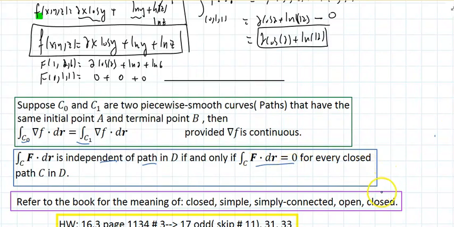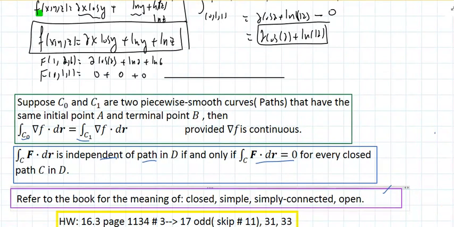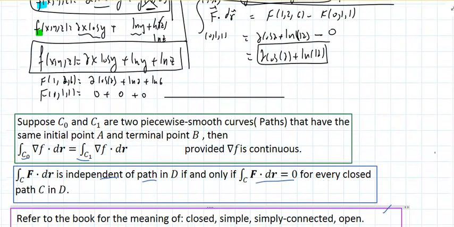And you should refer to the book to see the meaning of closed, simple, simply connected, and open. Again, they come up in definitions. There's no specific homework on it, and you're not going to be tested on it, but it's going to come up in a lot of the definitions. And there we are.